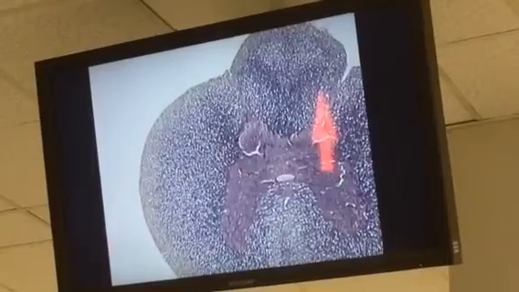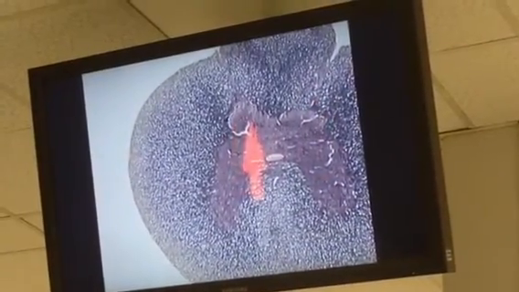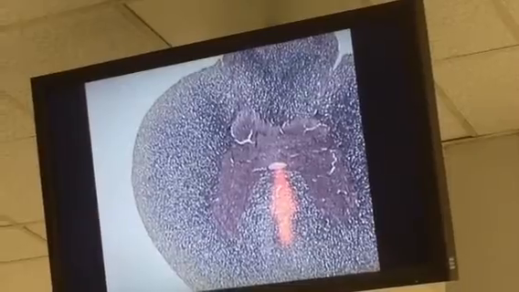Okay, so we go to the thoracic cord, and again, we still have the dorsal horn, but it's very attenuated, and the ventral horn is a lot skinnier looking than it was in the cervical. Here's the central canal.